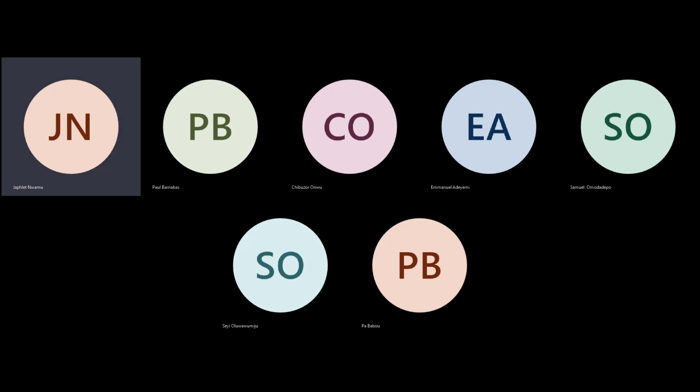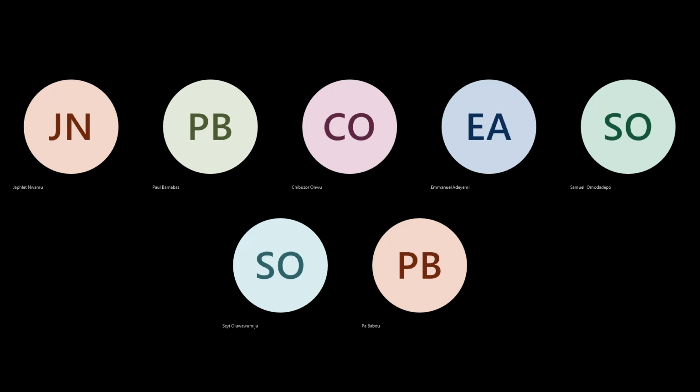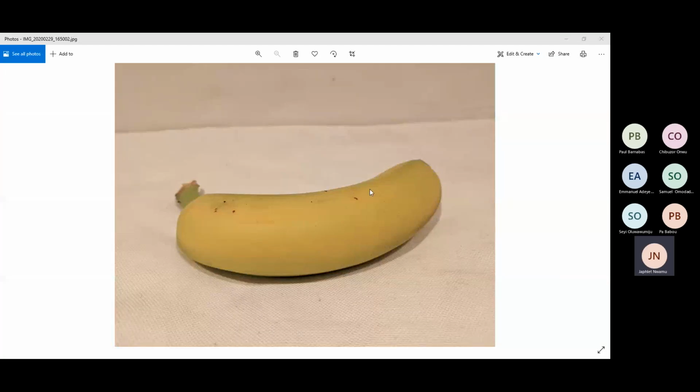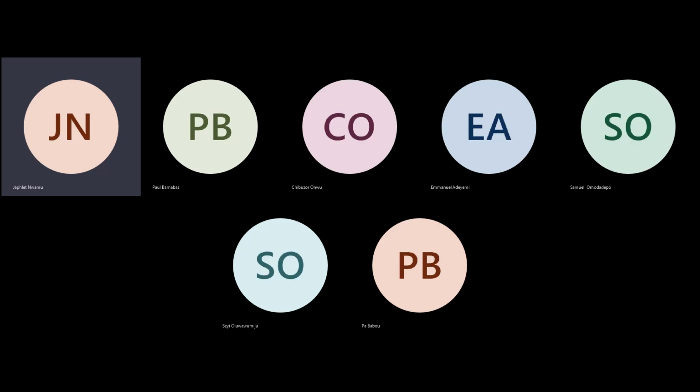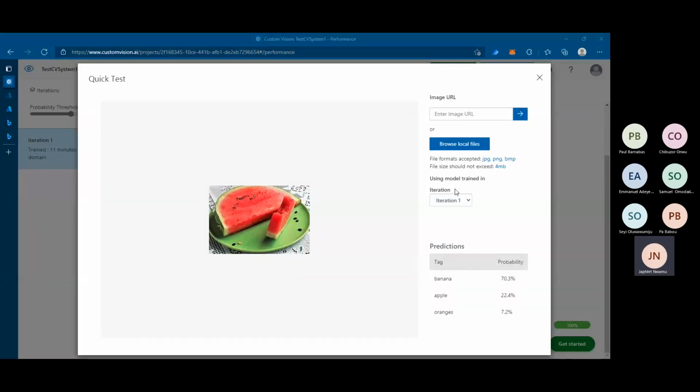Let me know if you can see this screen. Yes, we can. So if you notice, the banana has more of a curved shape, and the watermelon has this curved shape of the banana. So it must have been confused and then classified it to be that. But if we're making use of an object detection system, it will not classify them. Instead, it will detect, identify, and recognize this specific image.